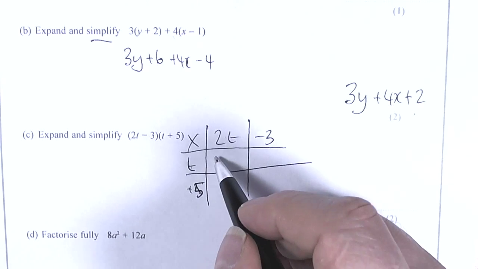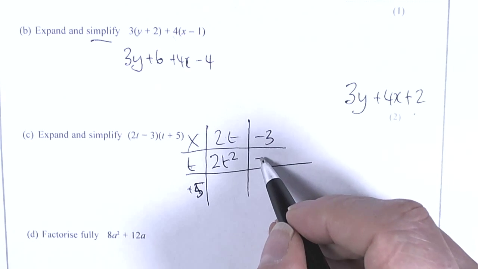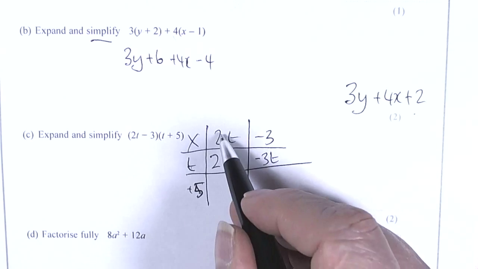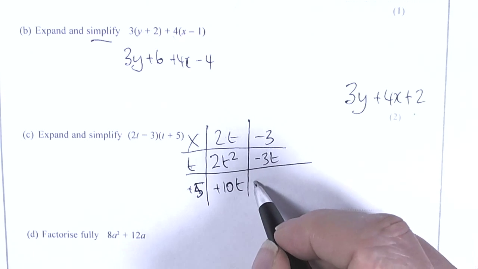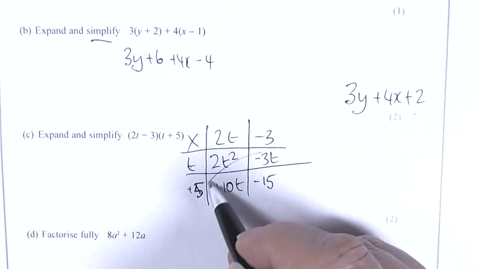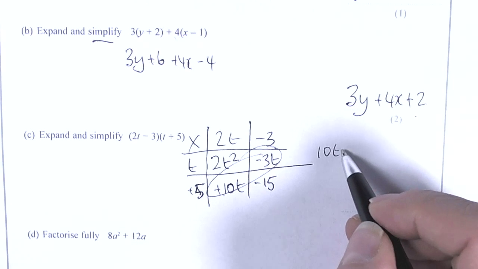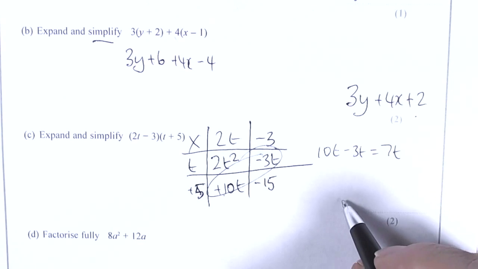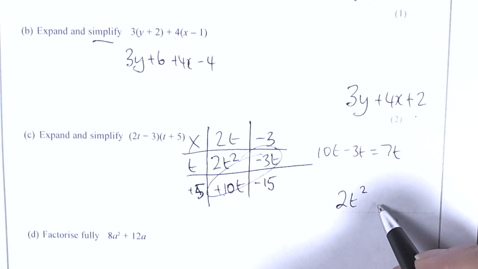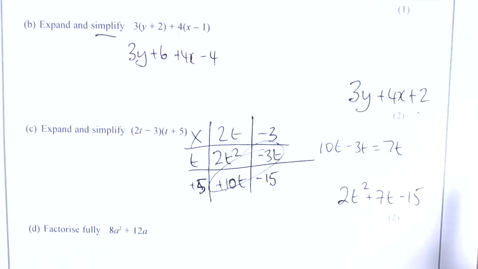So t times 2t is 2t squared. T times negative 3 is negative 3t, positive 5 times t is positive 10t, and positive 5 times negative 3 is negative 15. Like terms in the middle there, so we've got 10t's take away 3t's, which gives you 7t positive. So we bring everything out of the grid, so it's 2t squared, 7t from the t's, and take away 15. So that should be the answer for this.